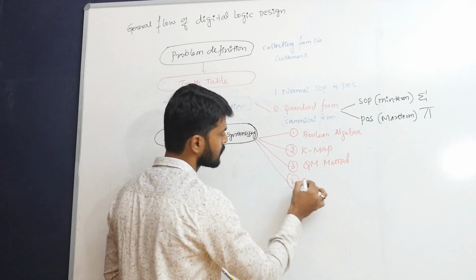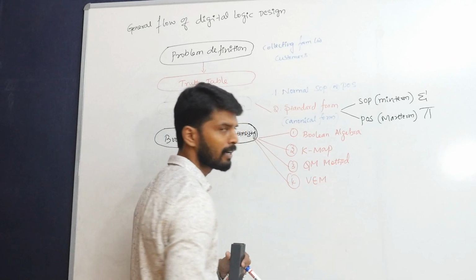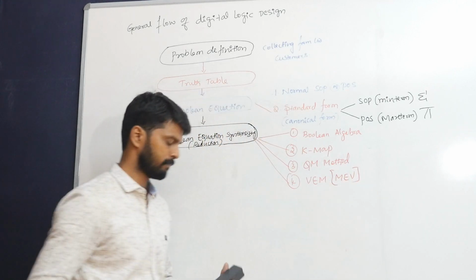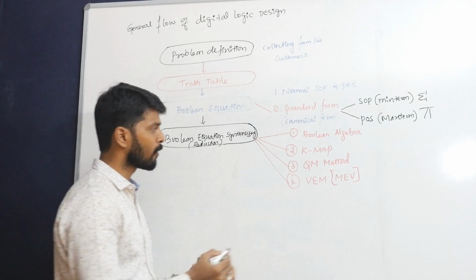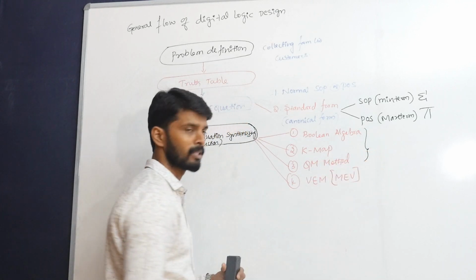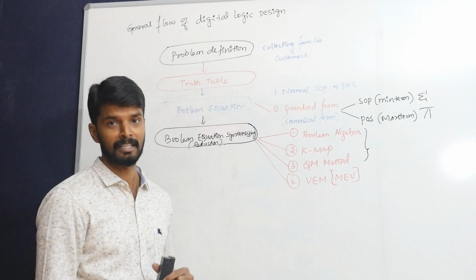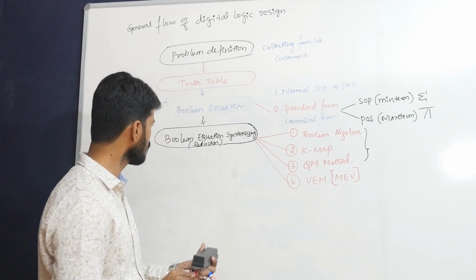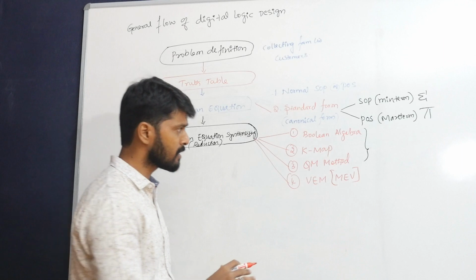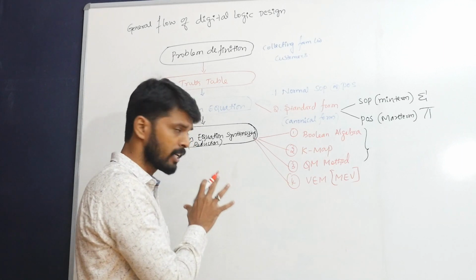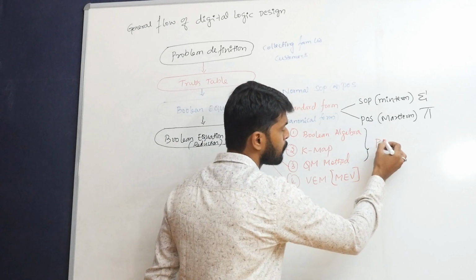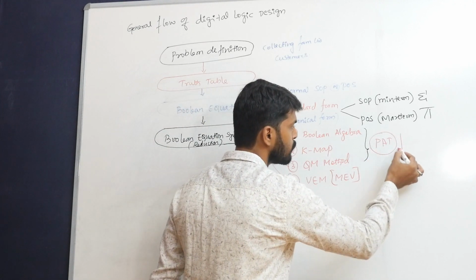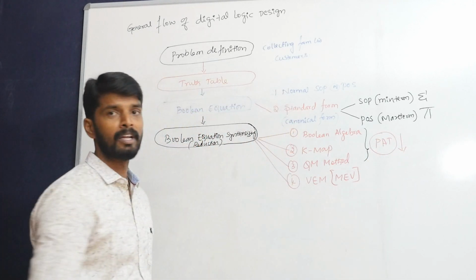And the fourth one is the VEM technique, variable entered map or map entered variable technique. According to our syllabus, we are going to discuss only these three reduction methods: Boolean algebra, K-map and the Quine-McCluskey method. We are not focusing on the VEM technique in our syllabus. With the help of Boolean equation synthesis, we can reduce power, area and timing.